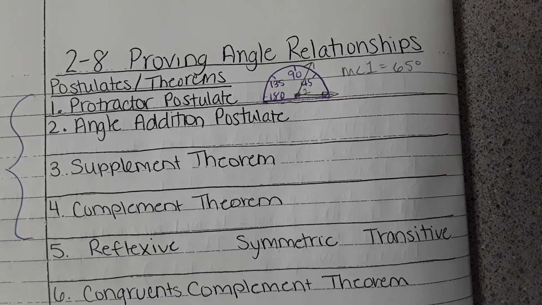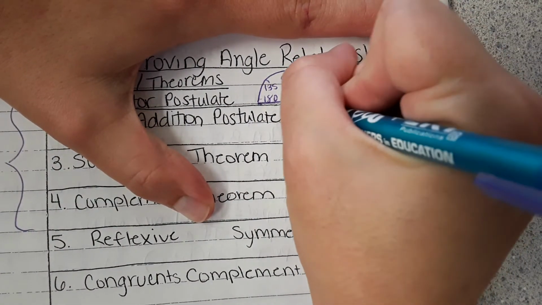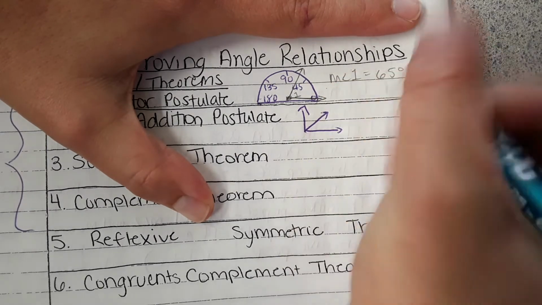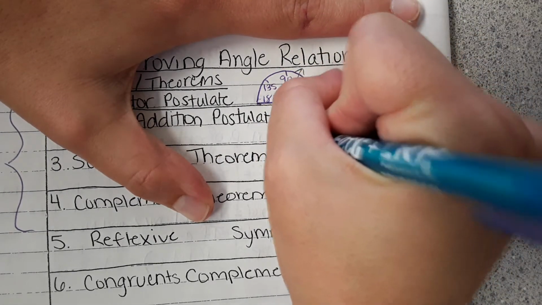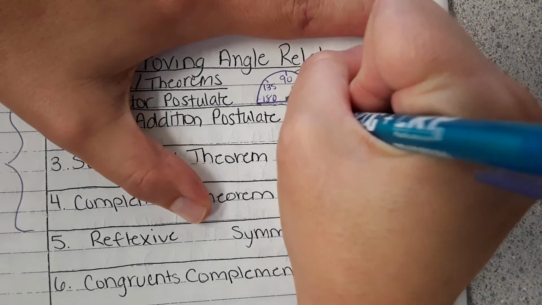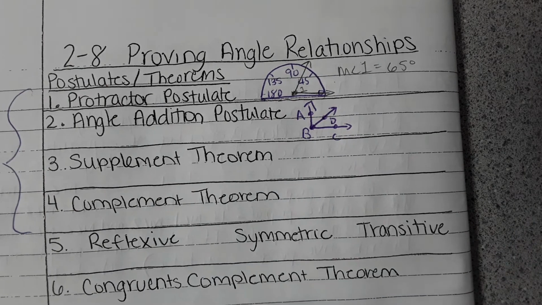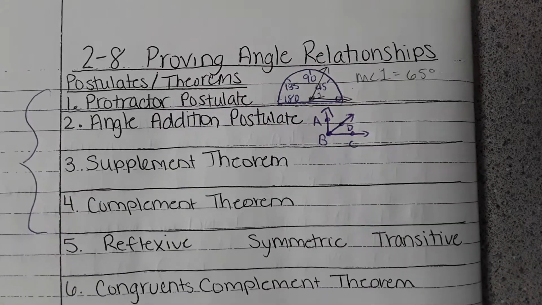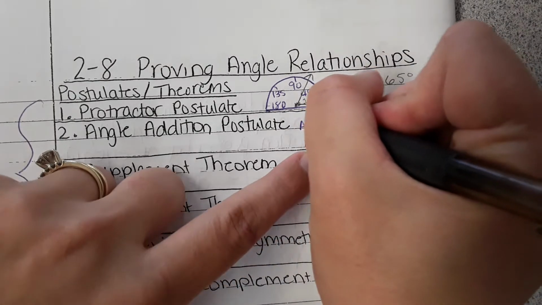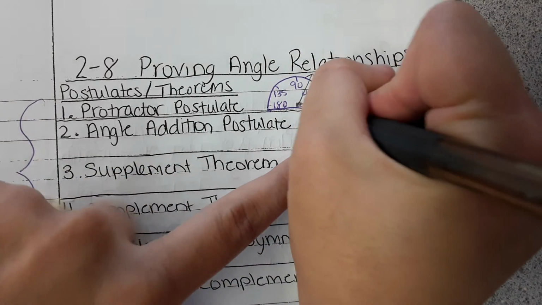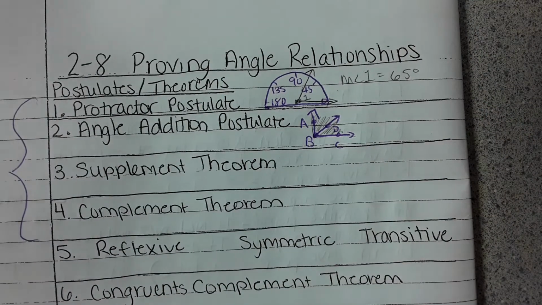Then angle addition postulate, another pretty simple concept we've already started talking about. Now it just has a formal name. Let's say this is angle ABC, and this is point D. What angle addition postulate means is that the measure of this angle plus the measure of this angle must equal the measure of the entire angle, which makes sense.